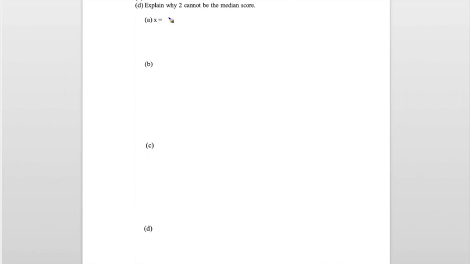Right, so it is 24. So x must be 24. The mean score is 3.56. Now how do we get the mean? We get the mean by adding the total for each score. The total for the first part is 1 times 12, which is 12, plus 23 times 2 is 46.